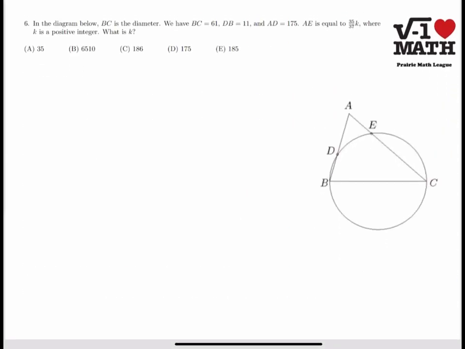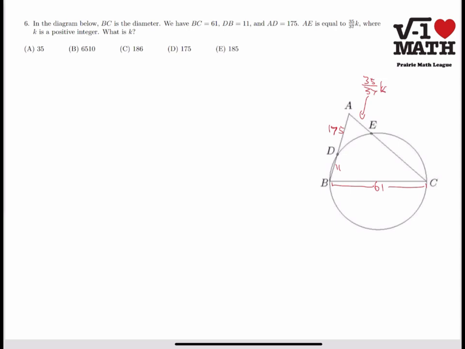Now for problem number 6, we have a rather inaccurate diagram over here, but let's ignore that. BC is the diameter, and its length is 61. DB is 11, AD is 175, and AE is equal to 35/37 k, where k is some positive integer, and we wish to find k.